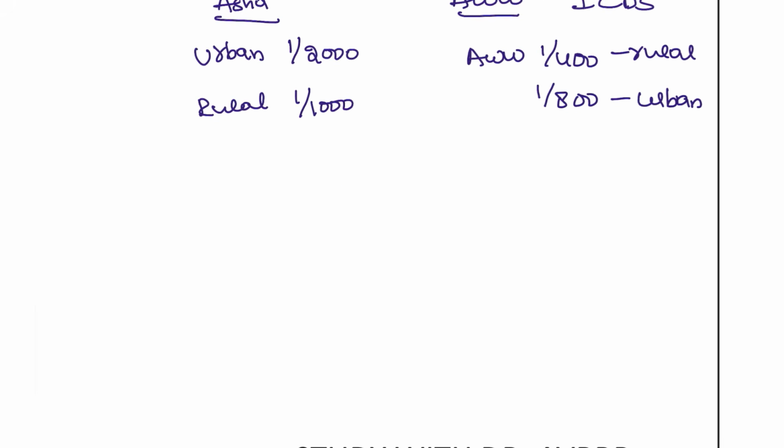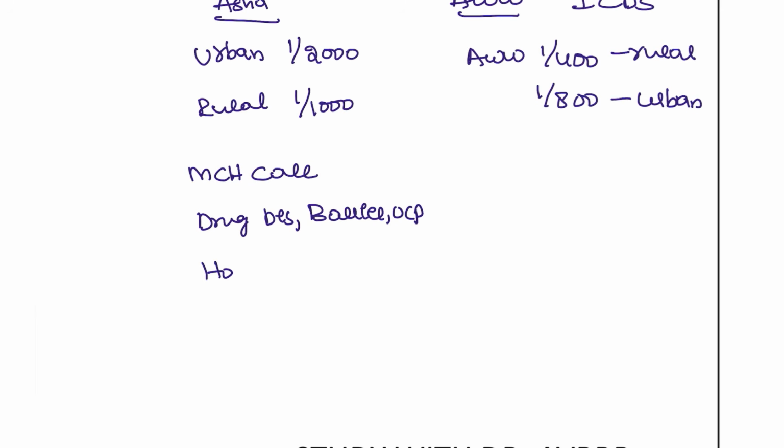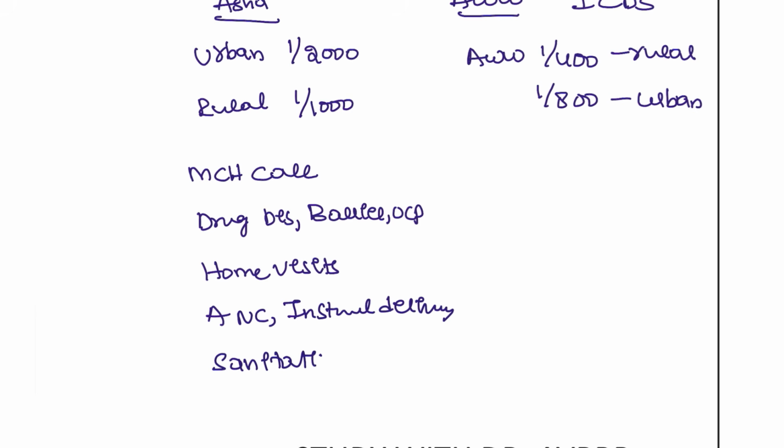Asha workers are most important for MCH care. They are important for drug distribution, and they can also give barrier methods and OCPs. They do home visits after delivery, antenatal care, and institutional deliveries. The sanitation program, all this will be done by the Asha worker.